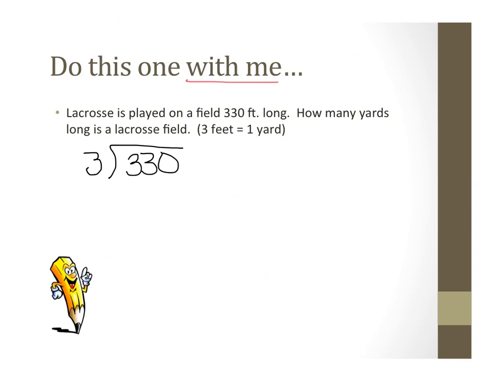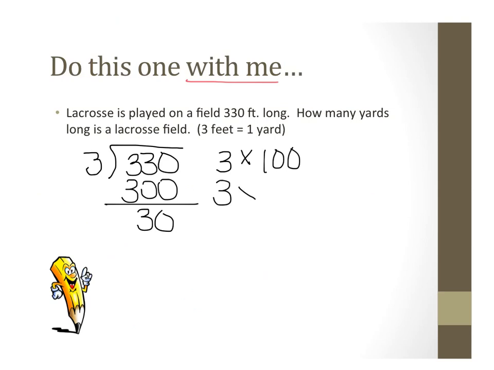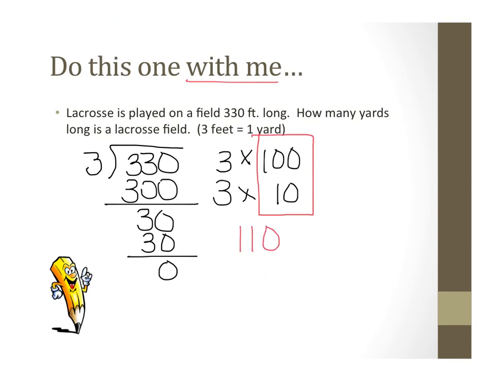So I've got 3. And I know that 3 times 100 is 300. So I'm going to make 100 groups of 3, which is 300, which means I have 30 left. I know if I've got 30 left, I can make 3 groups of 10. Now I can add together my quotients and get 110 yards.